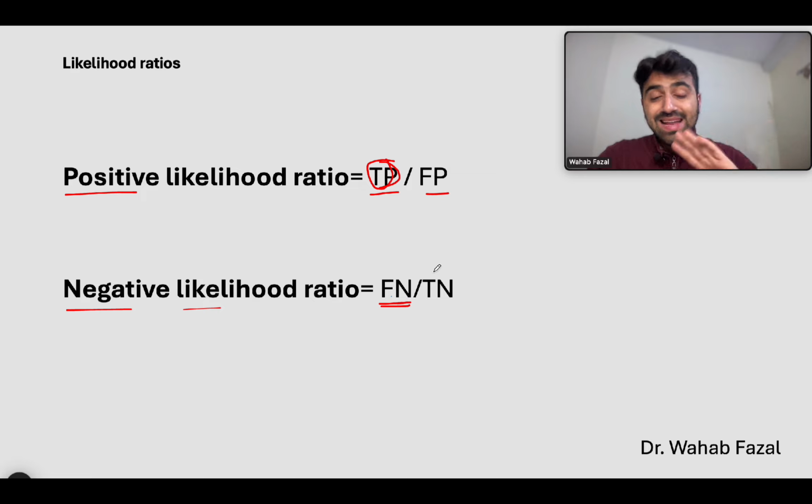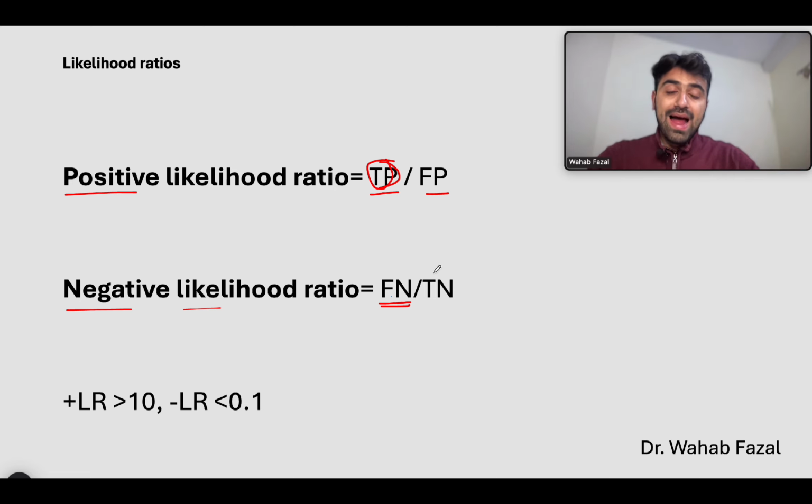This is not a very highly tested or a very high yield topic, but I've added this here for the sake of completeness. Now I want you to remember two things about this page. First, these formulas, and second, this part. A test is considered very useful if it has a positive likelihood ratio of greater than 10 and a negative likelihood ratio of less than 0.1. These are basically used by clinicians to help them with choosing a test.